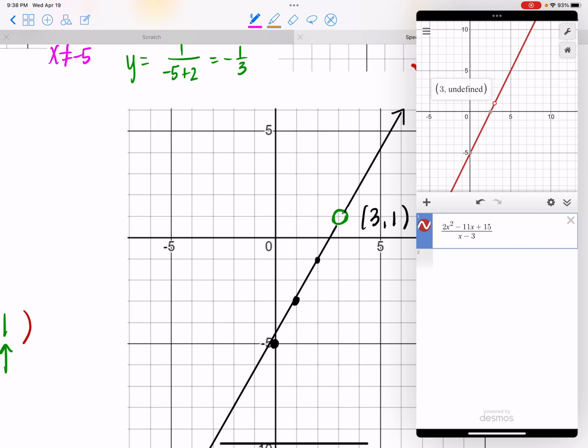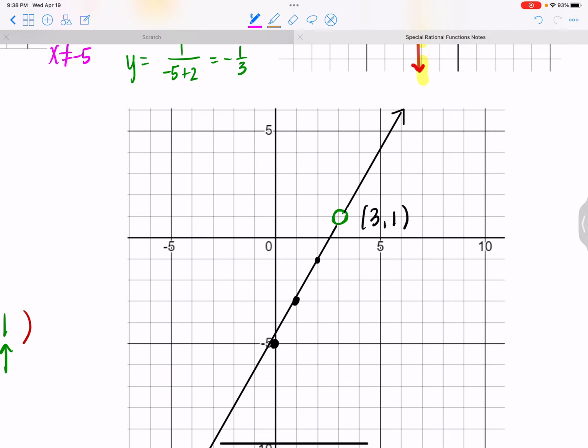So it won't explicitly make the hole in the graph, but you can still verify that it's undefined there. Now notice it says undefined. You would still have to be able to compute the y value that goes with that x value. Okay, but again, you can use this to sort of verify what you're doing.